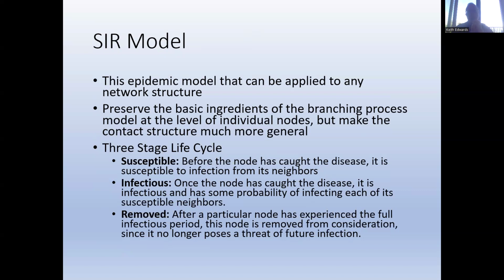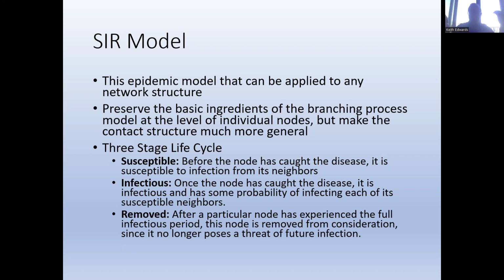They're susceptible, where basically I haven't caught the disease, but I'm susceptible to infections from my neighbors, my coworkers, my friends, colleagues, etc. The next is the infectious stage, where I've caught this particular disease or contagion and have some probability of infecting my susceptible neighbors. And then the last one is called removed in our textbook, and it's called recovered in others, but it's the R. And so this is after a particular node has experienced the full infectious period. It gets removed from consideration, so it no longer poses a threat of future infection.